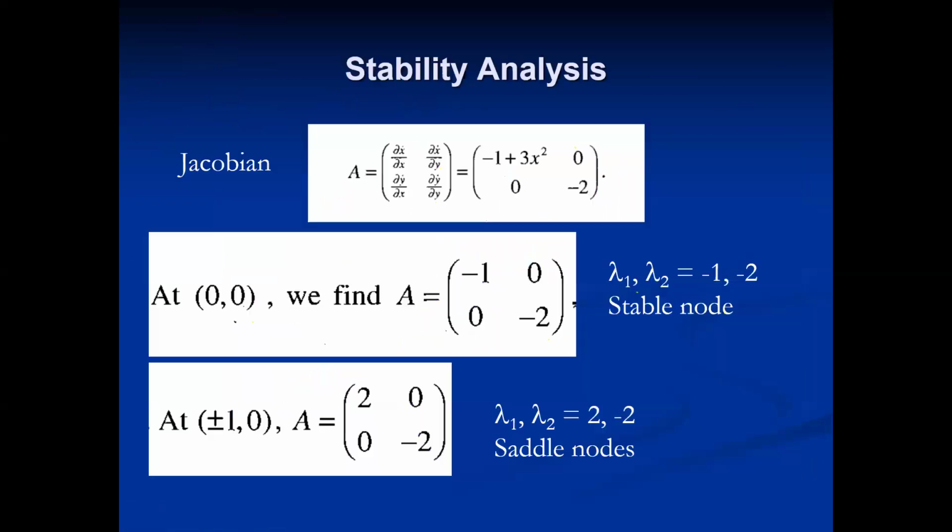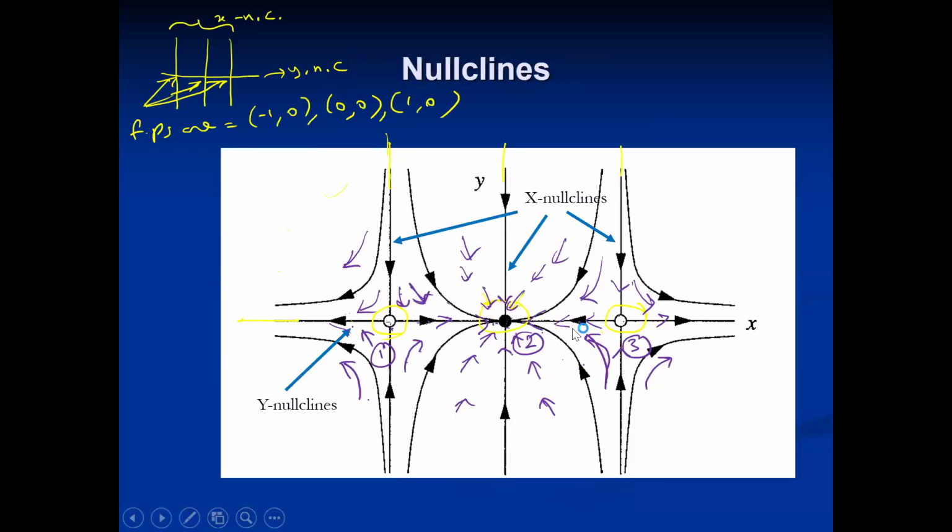So let us go to the point at the origin. And so the Jacobian here, if you solve this, you get this. And at origin, if you plug in x is 0 and y equal to 0, you get A equal to this. And the lambdas are negative. That means they're real and negative. Therefore, it's a stable node. This point is a stable node. That means all the flow comes towards this point from the neighborhood.